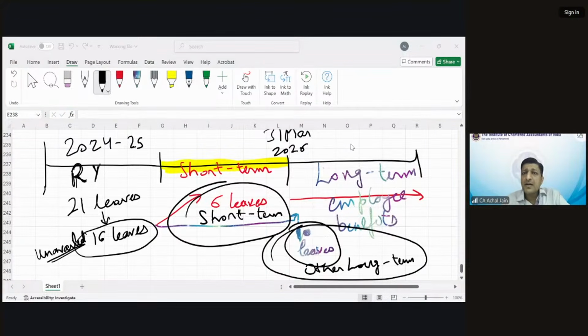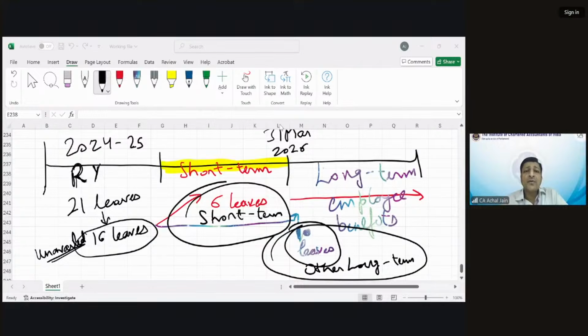Yes, Aditya, please pick up. Sir, if an employee gets the pension, after getting retirement, does it come under short term or long term? So in case of a pension, first of all, you need to find out whether it is short term, long term, or post employment.